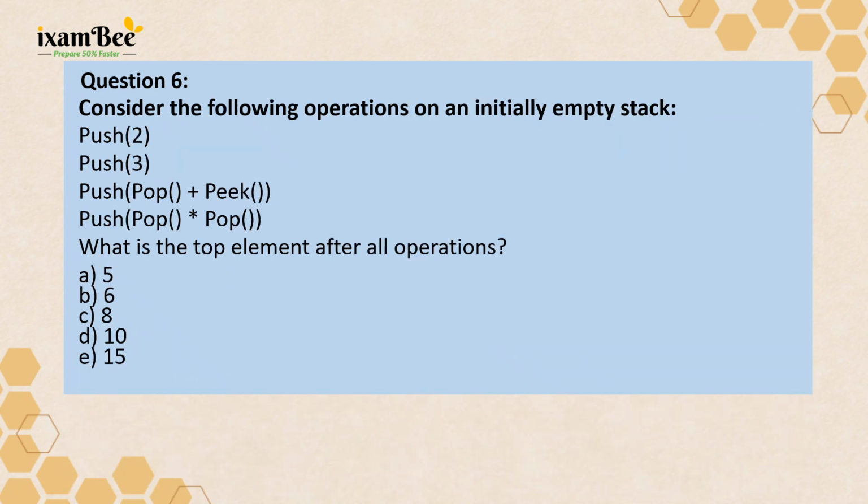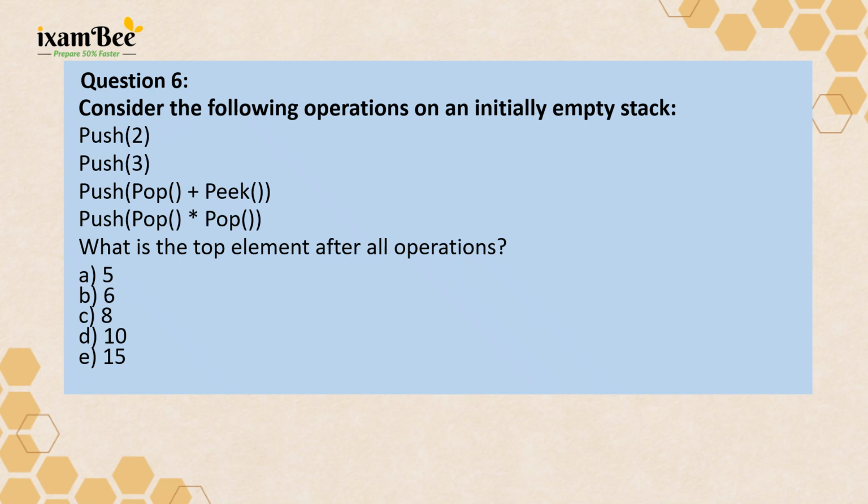Now in this question, consider the following operations on an initially empty stack. First you're pushing 2, then you're pushing 3, then you're pushing the value which is pop plus peek. And finally, you're pushing the value pop multiplied by pop. So what is the top element after all these operations? So here, first 2 will be pushed into the stack followed by 3. Then you are doing push pop plus peek. So when you do the pop operation, 3 is popped out and the peek value is 2. So 3 plus 2 is 5, which gets pushed onto the stack.